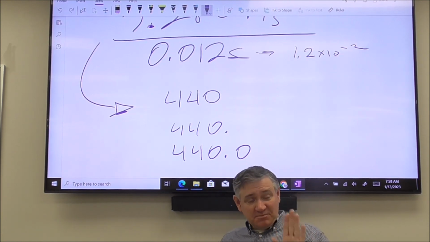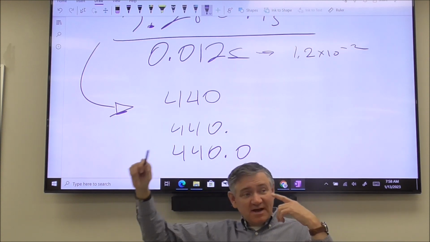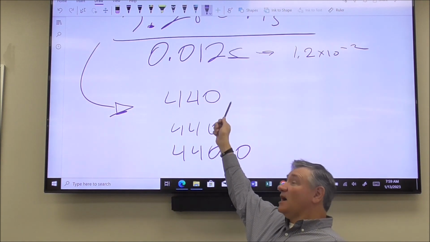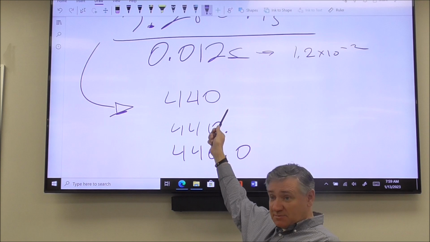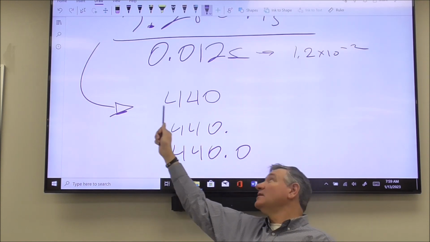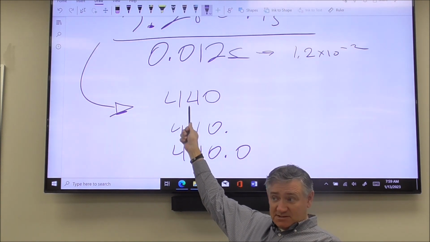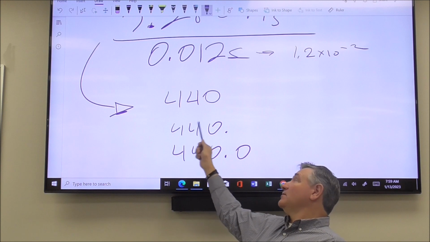Okay? This, because there's a decimal place, now here's the deal. If there's a decimal place versus not a decimal place, this is what you have to get straight. If there's not a decimal place, you count left. So there's no decimal place here. So I find the first non-zero digit, I count everything to the left. So this just has 2 significant digits. If there is a decimal place, you count to the right.